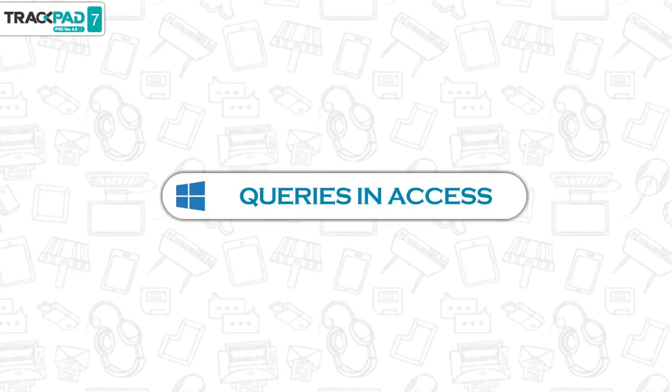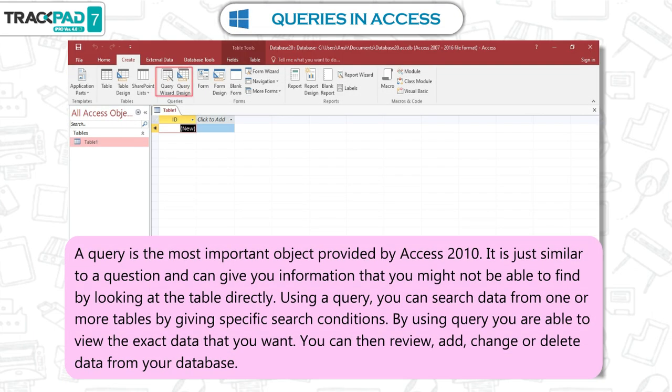Queries in Access. A query is the most important object provided by Access 2010. It is just similar to a question and can give you information that you might not be able to find by looking at the table directly. Using a query, you can search data from one or more tables by giving specific search conditions. By using a query, you are able to view the exact data that you want. You can then review, add, change, or delete data from your database.